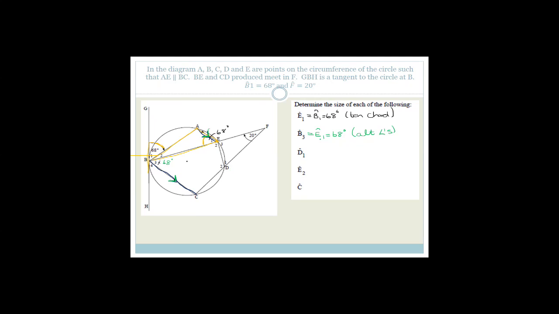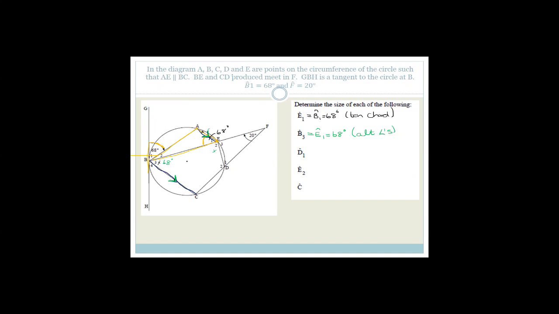Now what they want is E2, this one here. How are you going to get E2? Let's think about that. We've got a tangent. We've got that's 20 degrees. We've got a cyclic quad. What a triangle. Let's read our information again and see. It says they've got A, B, C, D, whatever, so it's a cyclic quad. We've got that AE is parallel to BC.